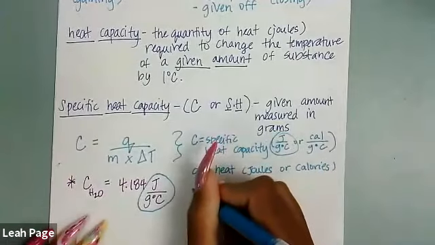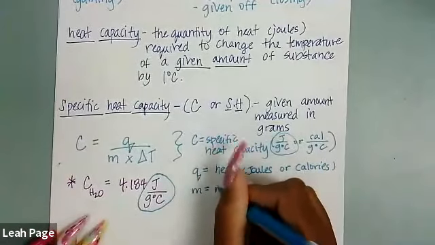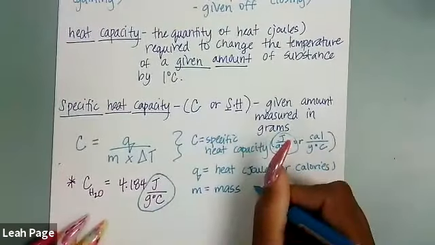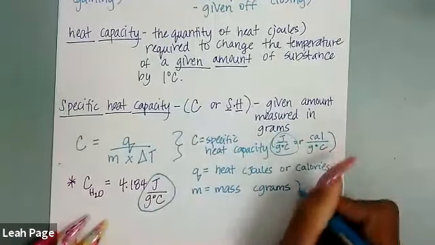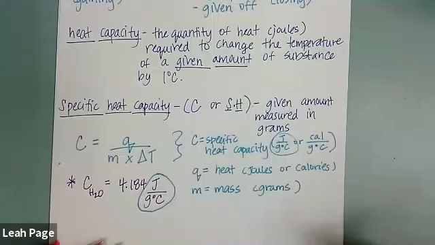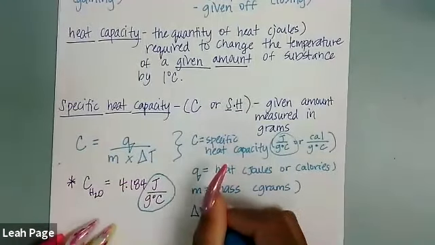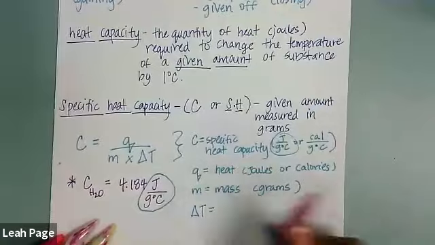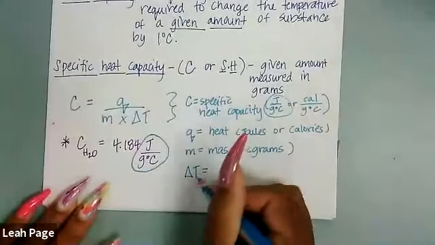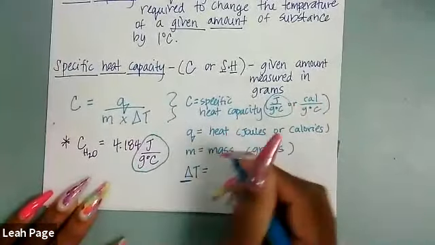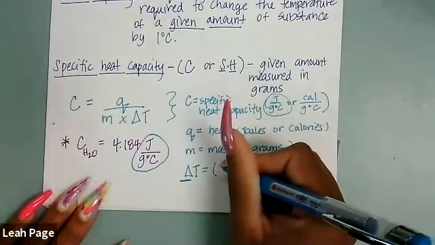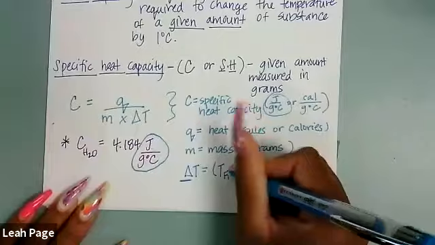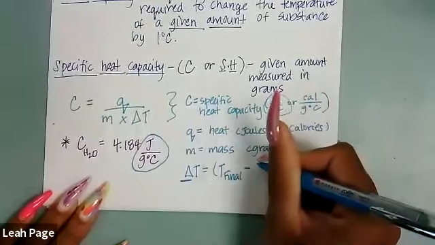The m stands for the mass, and the mass is going to be in grams, which is just g. And then the change in temperature, this triangle T. Anytime you see this triangle sign in front of any variable, that just means you take that variable's final value and you subtract it from its initial.